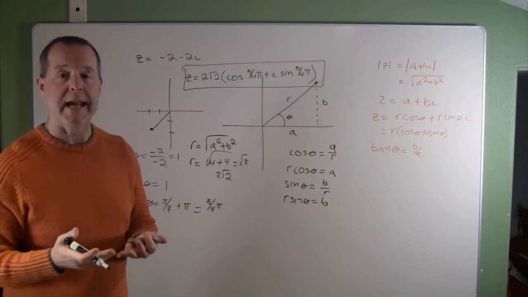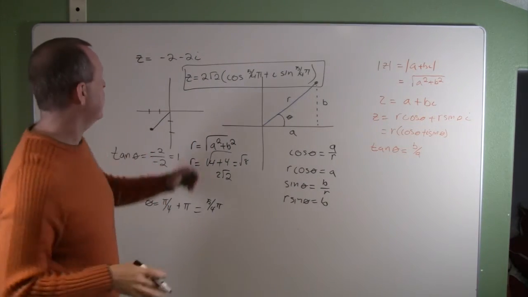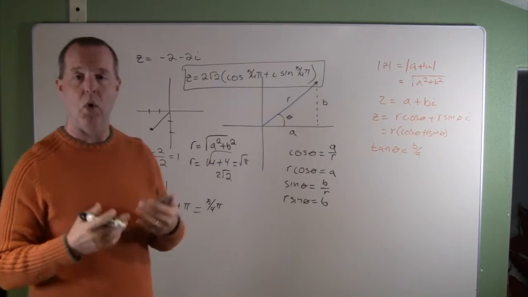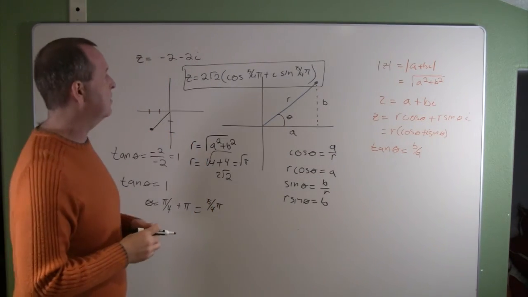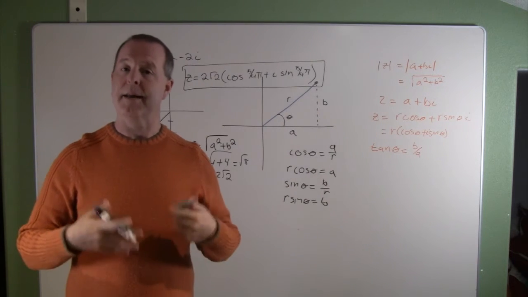So there I go. I was able to translate a point that's written in coordinate form, a complex number, and I was able to rewrite that point in polar form.